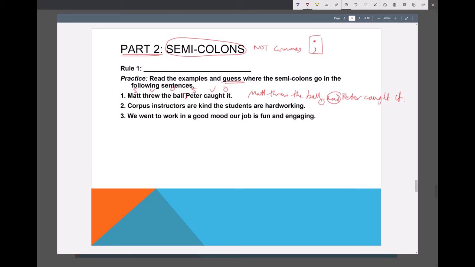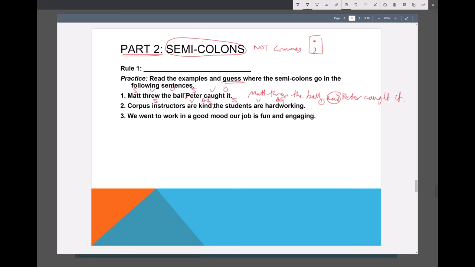Let's try number 2. Corpus instructors are kind, the students are hardworking. Where should the semicolon go? If you put the semicolon between kind and the, that's right. Corpus instructors are kind; the students are hardworking. Adjective, adjective. The semicolon separates the two independent clauses.